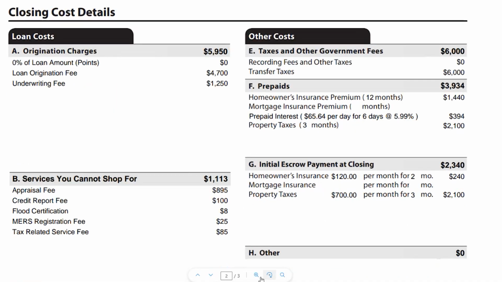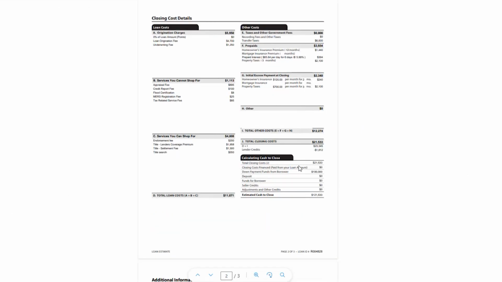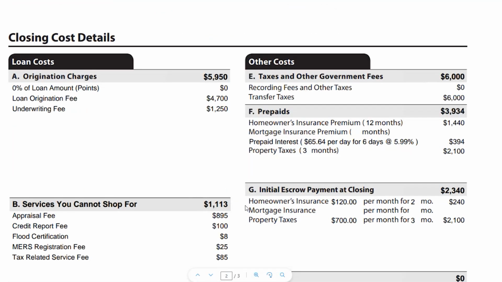I'm going to zoom out a little bit so you can first see the page. That's how it looks. And then let me just zoom in to where we were. Page 2 is broken down into sections. The first section is usually the broker fees and the bank underwriting fee. And then the total is here. The total is always, you see, in a bolded font. And 4,700 plus 1,250 is 5,950.